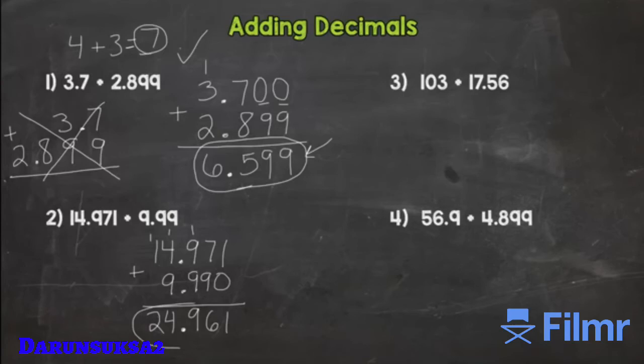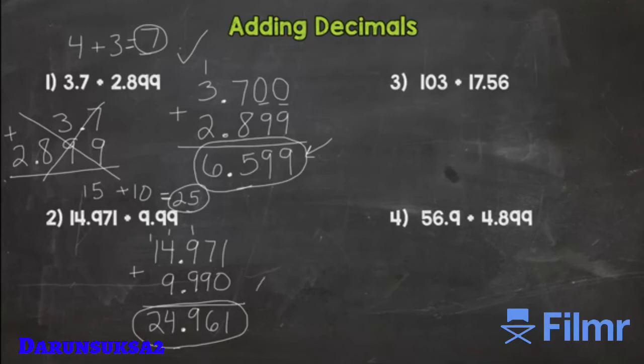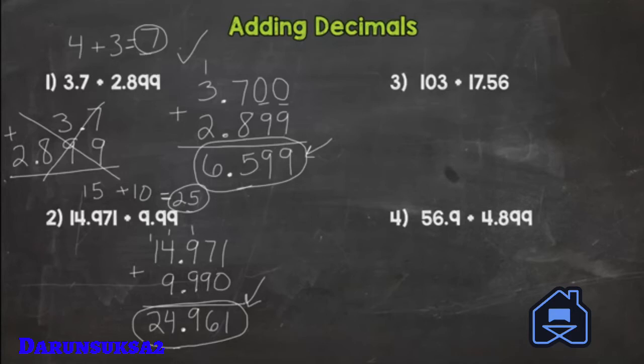24, and 961 thousandths. Let's do a little bit of estimation action up here. This would round to 15, and that would round to 10. So our answer should be close to 25 according to our estimation, and our answer right here is very close to 25. So we have a reasonable answer, and we lined everything up, so we are good to go.